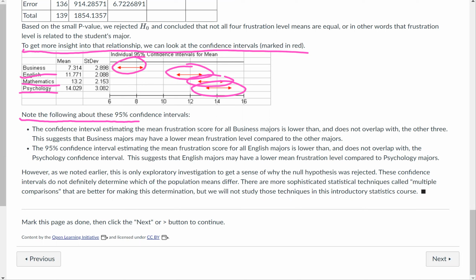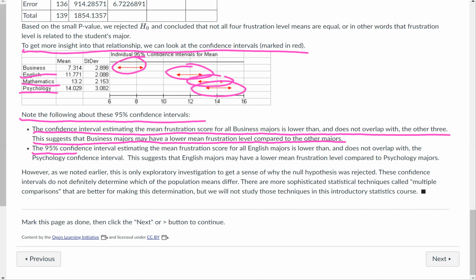Note the following about these 95% confidence intervals. First, the confidence interval estimating the mean frustration score for all business majors is lower than and does not overlap with the other three. This suggests that business majors may have a lower mean frustration level compared to the other majors. We're not for sure on that one, but we're pretty sure that that's probably what it is. That's the most likely scenario of why the null hypothesis was able to be disproved.